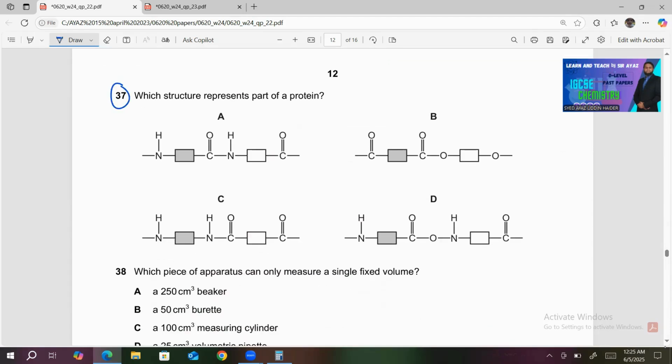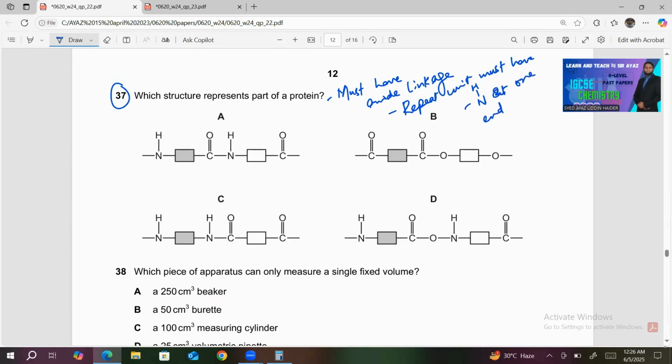37. Which structure represents part of a protein? Remember, part of a protein must have amide linkage. That's from one point. Second point, the repeat unit must have NH at one end and C double bond O at the other end. So A seems to be the right answer.